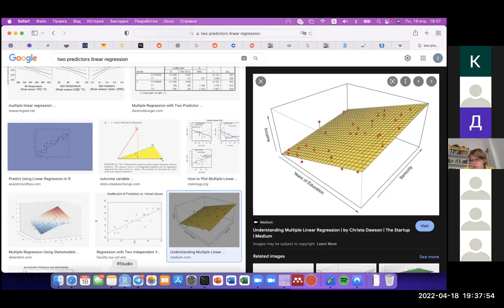And if you talk about more than two predictors, it will be a hyperplane. And of course, when we talk about four dimensions, we can somehow imagine four dimensions, right? But if we talk about 10 dimensions, of course, it's impossible to imagine such a thing. So it is a hyperplane, but the idea is that it will be something like a linear plane, but in many, many dimensions.